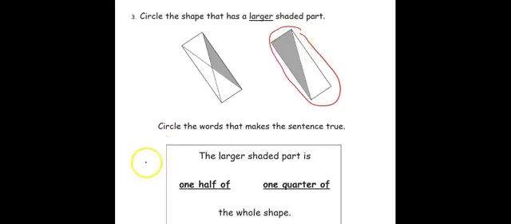And then if I look down below, it says circle the words that make the sentence true. The larger shaded part, which would be this part, is 1/2 or 1/4 of the whole shape. Well, since it has been divided into 2 pieces, and that gray triangle is one of those pieces, we'll say that the larger shaded part is 1/2 of the whole shape.